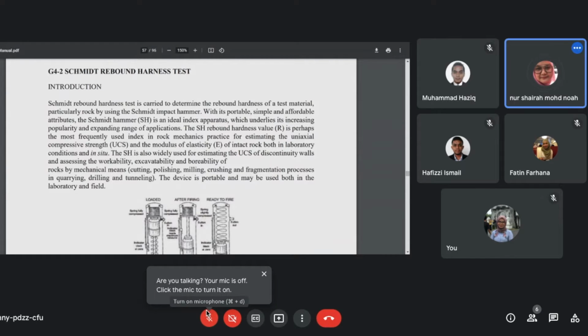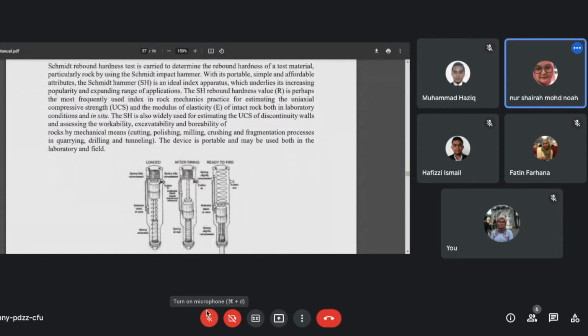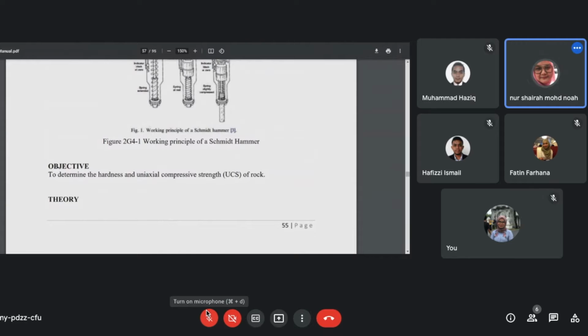Okay, for the introduction, the Schmidt hammer is perhaps the most frequently used index in rock mechanics practice for estimating the uniaxial compressive strength (UCS) and modulus of elasticity of intact rock. The device is portable and may be used both in the laboratory and the field. The objective is to determine the hardness and uniaxial compressive strength (UCS) of rock. For the apparatus and procedure, I will pass to Fatin Farhana. Thank you.